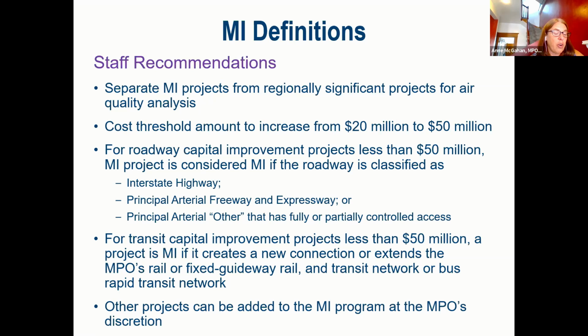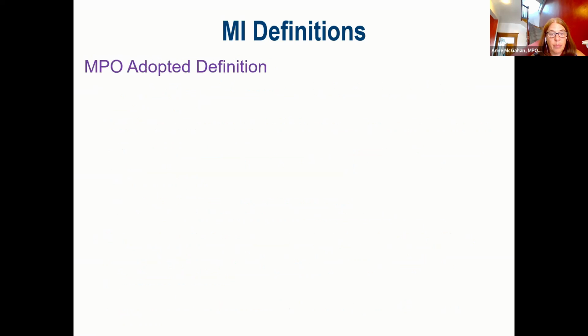These roadways not only carry higher volumes of traffic, but they are also designed to move people from one part of the region to another, as opposed to within municipalities or small groups of municipalities. And also by focusing on the facility classification, the definition can accommodate a variety of project types. So even if a project does not meet the $50 million cost threshold, a transit project would be classified as a major infrastructure project if it creates new connections or extends the MPO's rail or fixed guideway rail and transit network. And again, a project can be added to the major infrastructure program at the MPO's discretion.